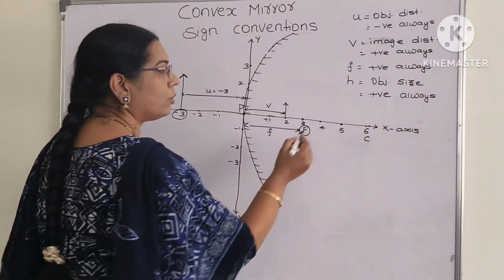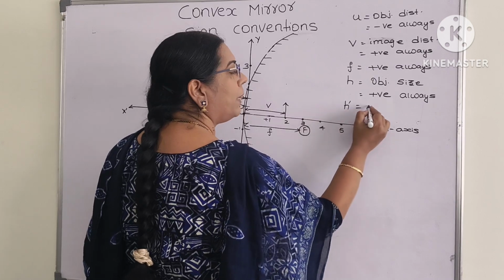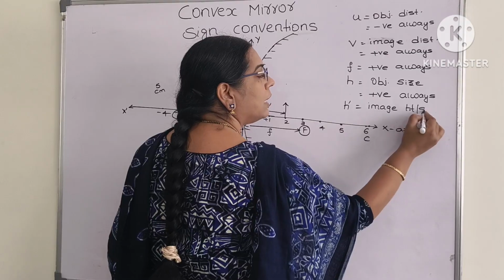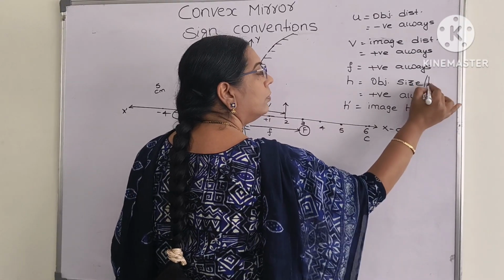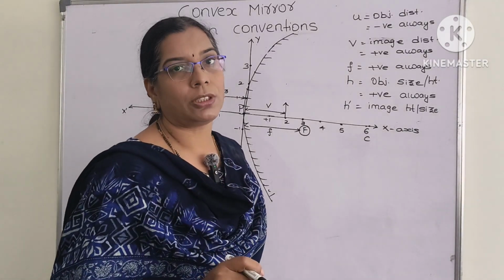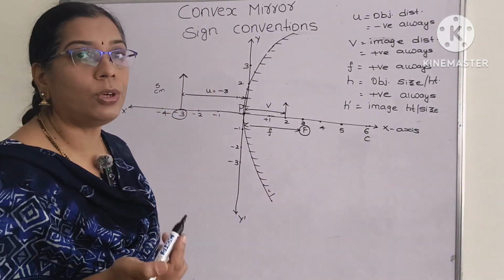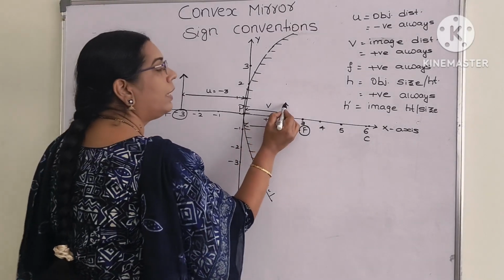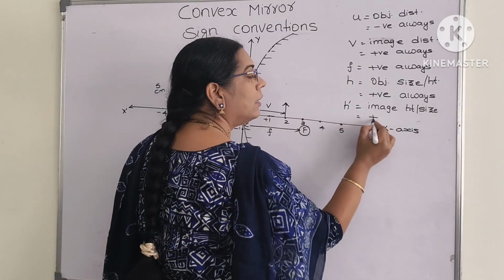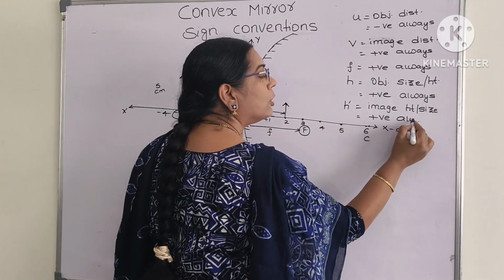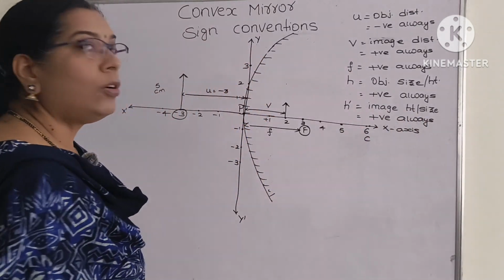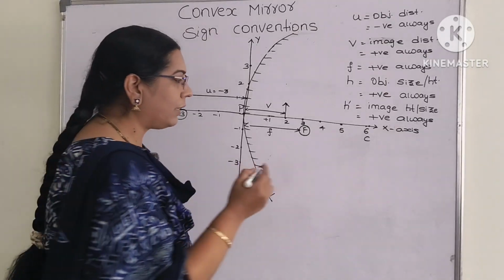No conditions here also. The next one is h prime. H prime is image height or image size. Now, you know, for a convex mirror it is always the virtual image that will be forming, and a virtual image, children, is upright, which means it will be pointing again to the positive y-axis. Hence, h prime also will be positive always.